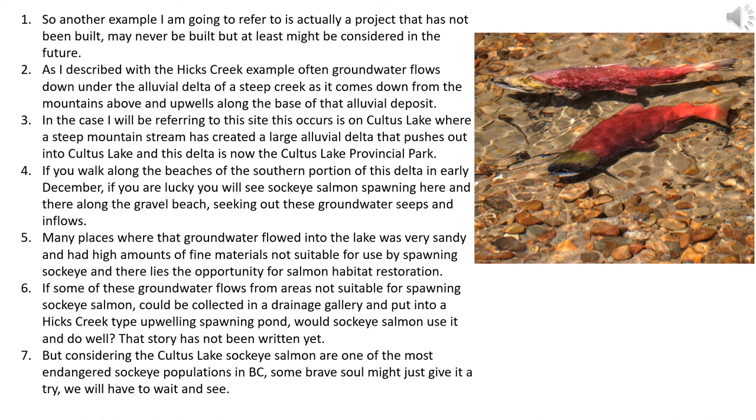Because of the nature of this alluvial deposit, many places where the groundwater flows into the lake will be sandy and other fine materials and not suitable for use by sockeye salmon spawning. And here lies the habitat restoration opportunity. If some of these groundwater flows that were not contributing to successful spawning areas could be collected through a drainage gallery similar to one I described for the Hicks Creek project and put into a Hicks Creek type upwelling spawning pond at the edge of the lake, would sockeye salmon use it and do well? Well, that story has not been written yet. But considering the Cultus Lake sockeye salmon are one of the most endangered sockeye populations in BC, someone might just give it a try. We will have to wait and see.